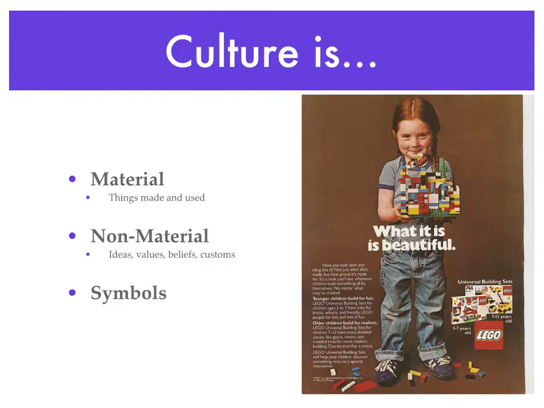And so here's a photo of this young girl. This is from an ad in the 70s for Lego, right? And so here you've got this young girl, and she's wearing overalls, and she's got this thing that she's made, this kind of city, and she looks so proud and happy. And it goes, "What it is is beautiful," right?